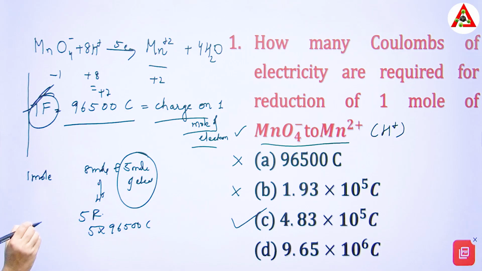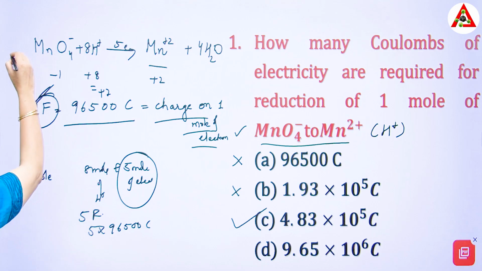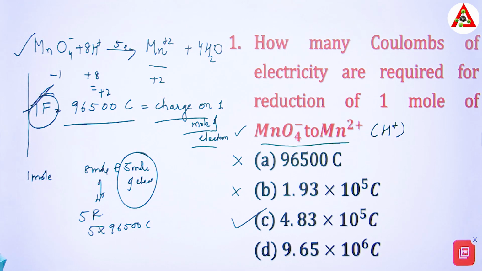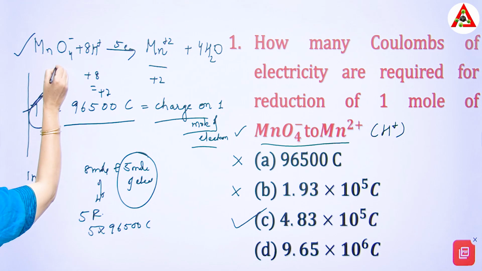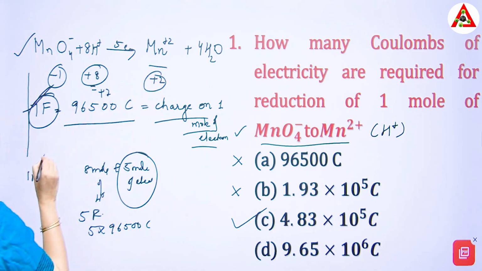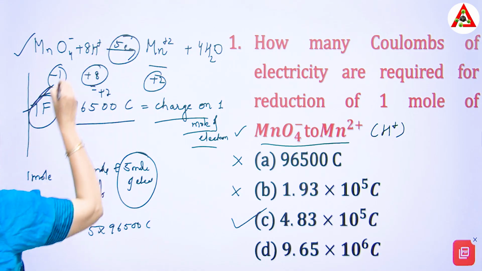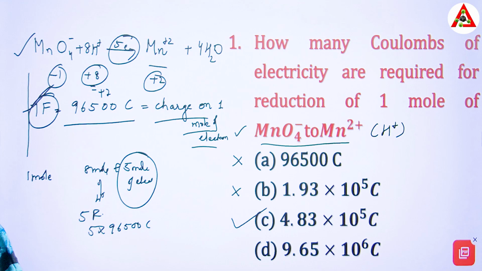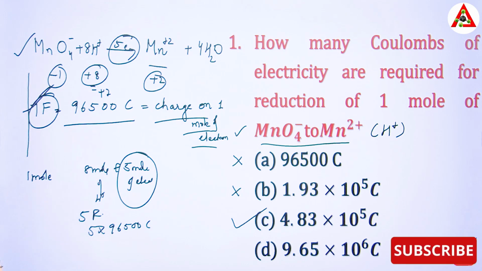Now what we have to do is first balance the equation. Can you see the balanced equation? There are +1 charge this side, then +8 charge, then +2 charge. So how many electrons change? It is 5 electrons change. Basically, this is not 5 electrons, it is 5 moles of electrons. 1 mole of KMnO4 reacts with 8 moles of H plus, taking 5 moles of electrons.